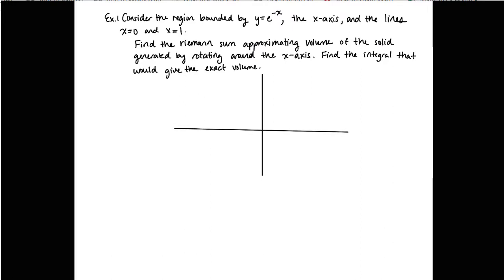So we need our region. E to the negative x would be the e to the x curve reflected over the y-axis. So it'll look like this. And the x-axis, and x equals 0, and x equals 1. Okay, so there's our lines. And we're looking at the region that's also bounded by the x-axis. So to just shade that in really quickly, there's our region that we're looking at.